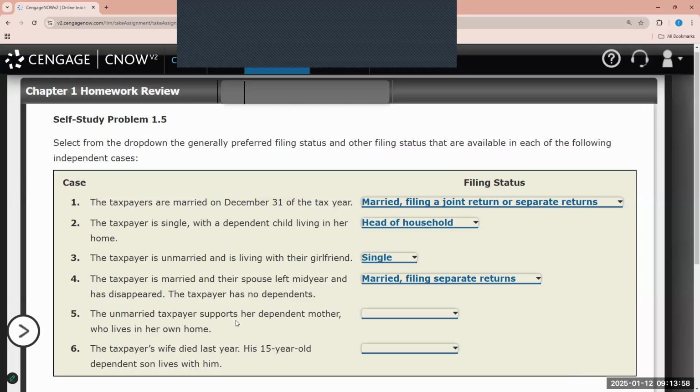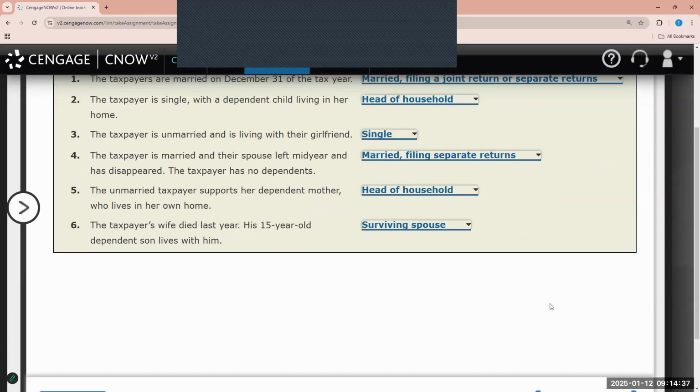5, the unmarried taxpayer supports her dependent mother who lives in her home. So obviously a dependent mother is not going to be a qualifying child, but a qualifying relative. For the most part, with a qualifying relative, the individual needs to live in the home for the entire year. But one of the exceptions is that when it is for a parent, the parent doesn't need to live in the home. So in this case, head of household. And lastly, the taxpayer's wife died last year. His 15-year-old dependent son lives with him. So in such case, this is qualifying widower or surviving spouse.